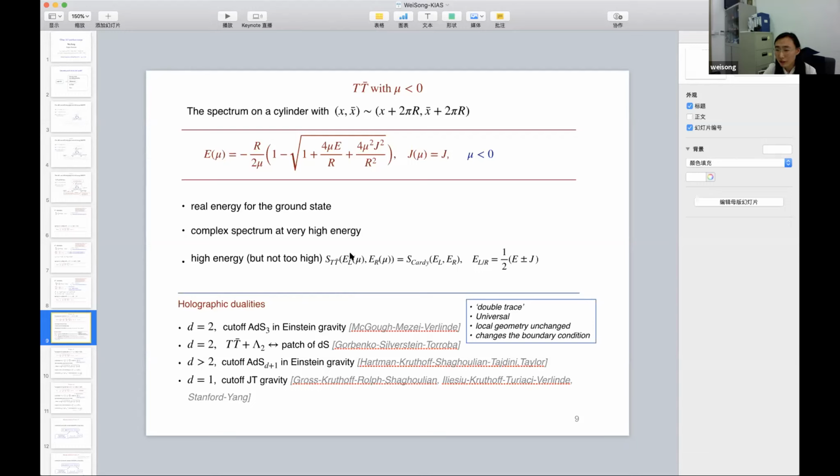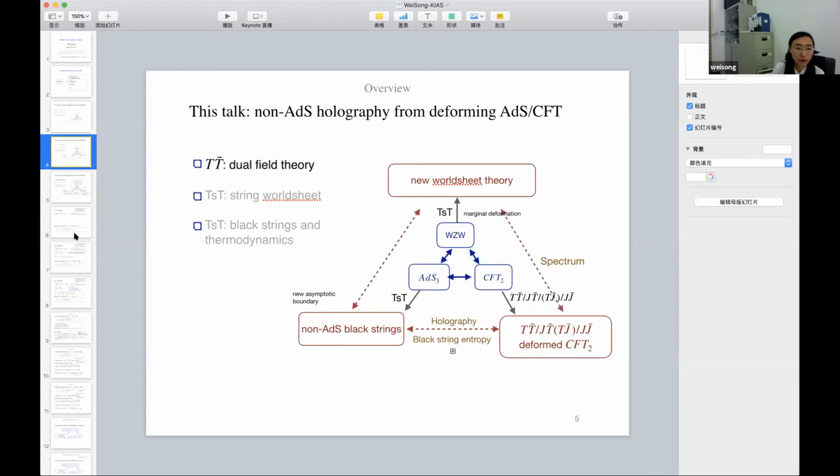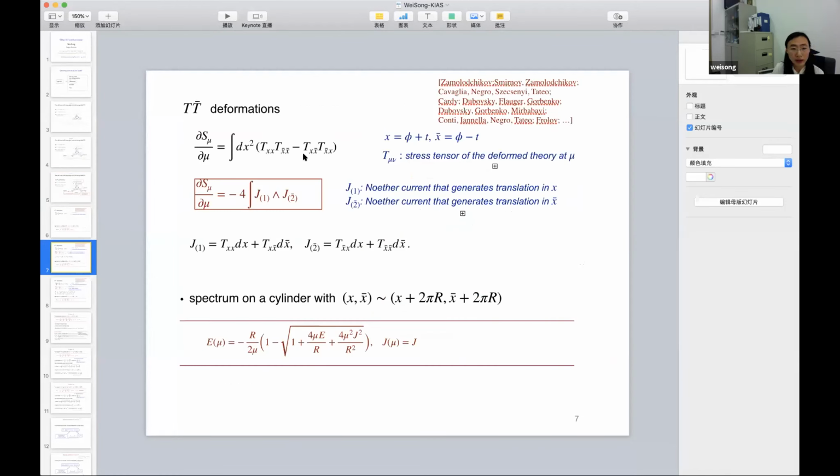I also have a question. What is the definition of the TTbar deformation for higher dimension? Roughly speaking, it's the determinant of the stress tensor. The left-hand side is still this. The right-hand side is the determinant of the stress tensor. So it's a higher power of T. Here it's quadratic, but in higher dimensions it's higher and higher. Oh, okay. Yeah.